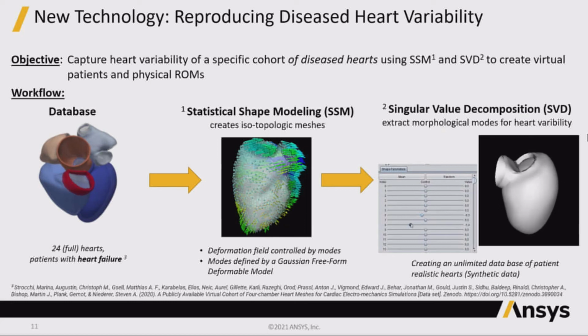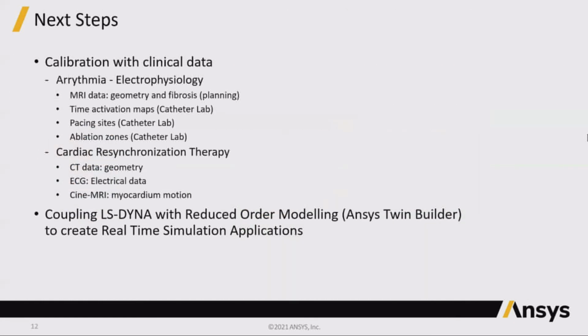We have access to doing some statistical shape modeling, to have isotopological meshes in order to extract the variabilities, the anatomical variabilities, the extraction of parameters. And finally, the next step, my last slide, is calibration. So the comparison between the simulation we operated using LS-DYNA and the data collected in university hospitals for the two applications. And the data includes the results we would like to get for electrophysiology or for cardiac mechanics.